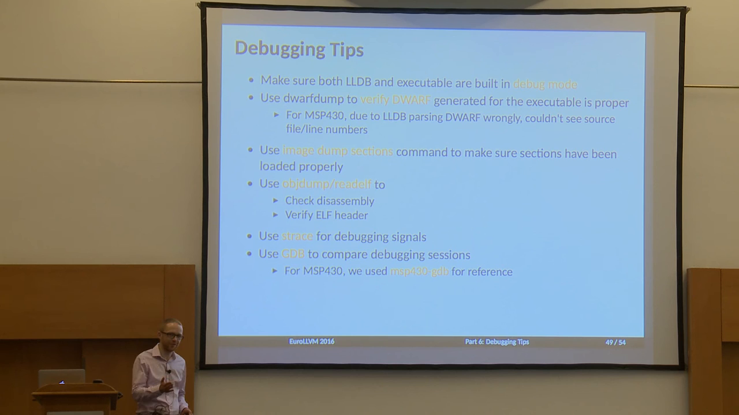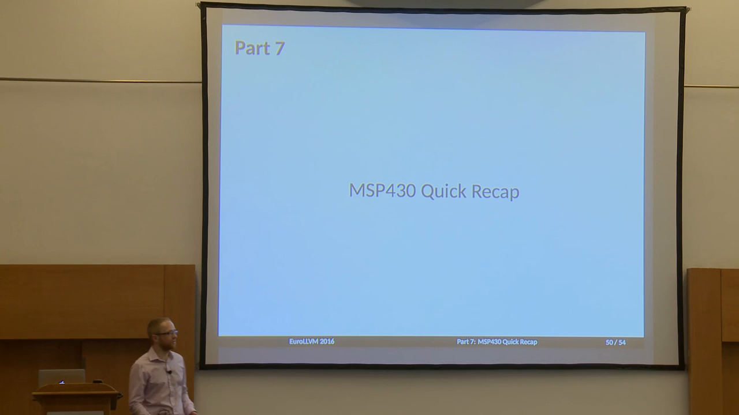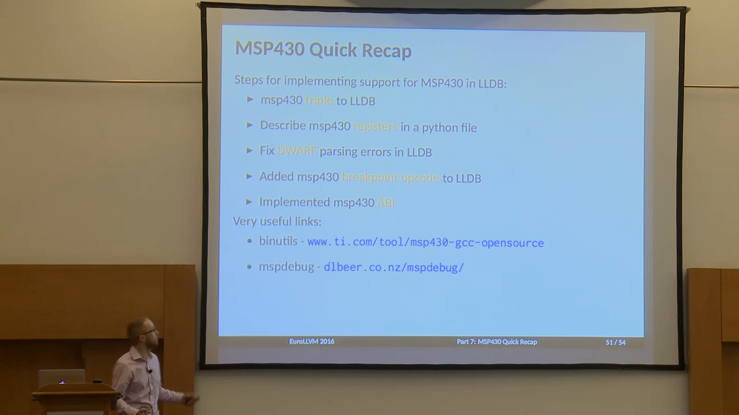And now just a quick recap for MSP430, because we've been jumping from ARM to MSP430, and the key point here is that we implemented support for MSP430 in LLDB. What we had to do: add the triple to be able to understand the binaries, implement registers in a Python script, fix DWARF, or more precisely, make sure that LLDB appreciates that addresses can be 2 bytes wide. Breakpoint opcode, again, just to construct the packet to request a breakpoint. And finally, we also have an experimental ABI, which works in some particular scenarios.